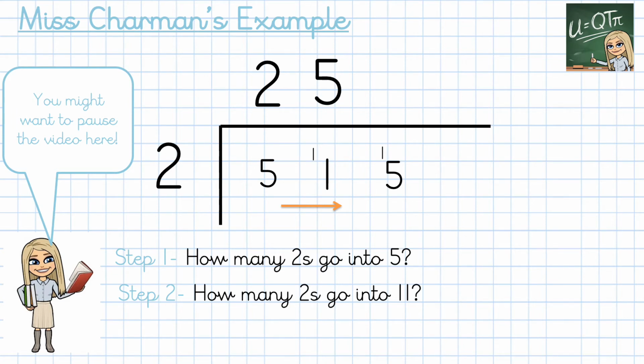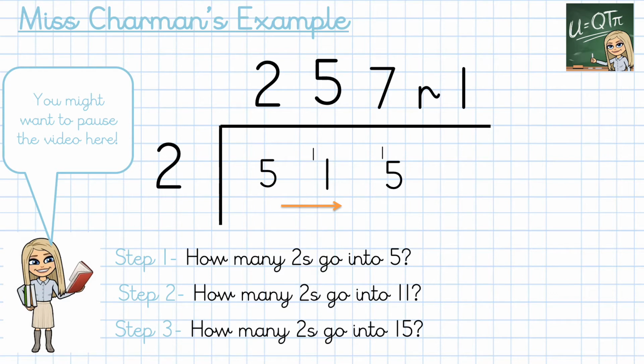Finally then, how many 2's go into 15? I know that 2 times by 7 is 14, which means that there's 7 2's which go into 15, and I've got a remainder of 1, which means that 515 divided by 2 is 257, remainder 1.